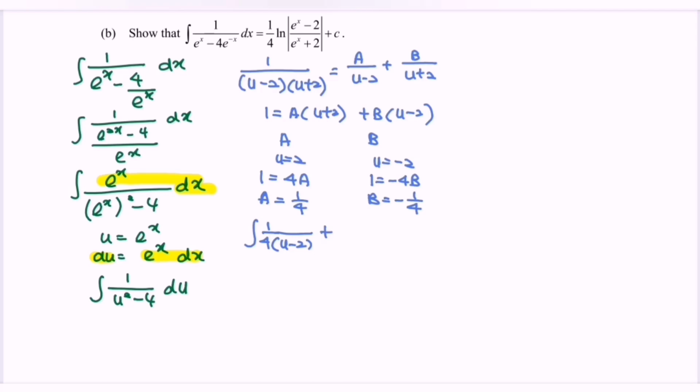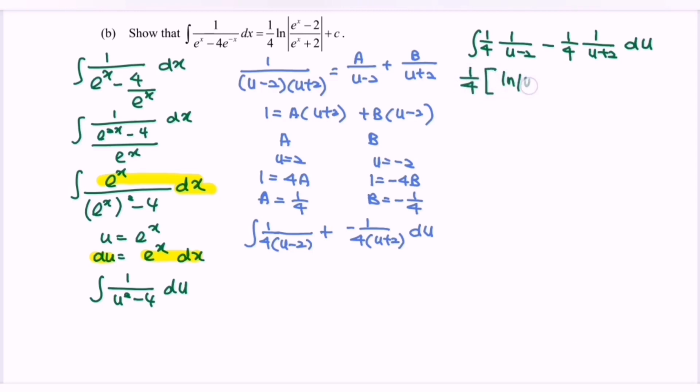Plus, we have negative 1 over 4 multiplied with u plus 2. So if you rewrite the situation and integrate, we have 1 over 4, 1 over u minus 2, minus 1 over 4, 1 over u plus 2 du. Kindly integrate the situation. So we have 1 over 4 bracket ln u minus 2 minus ln u plus 2.